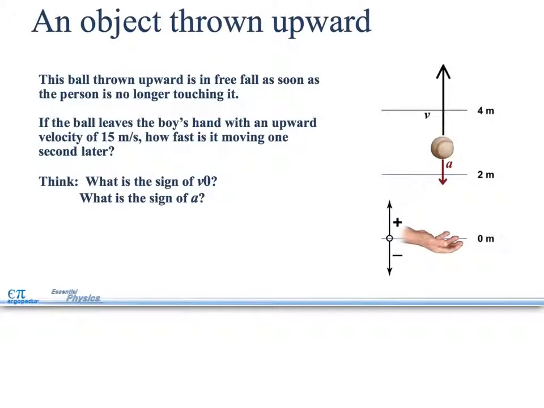The ball thrown upward is in free fall as soon as the person is no longer touching it. If the ball leaves the boy's hand with an upward velocity of 15 meters per second, how fast is it moving 1 second later? So let's take a look at these.